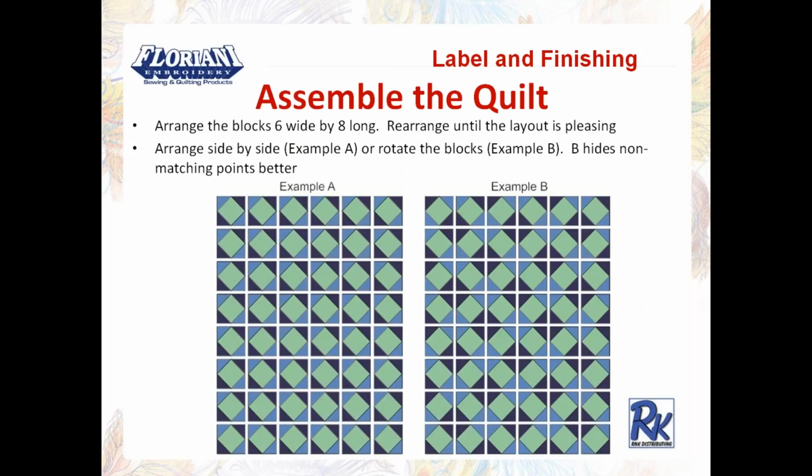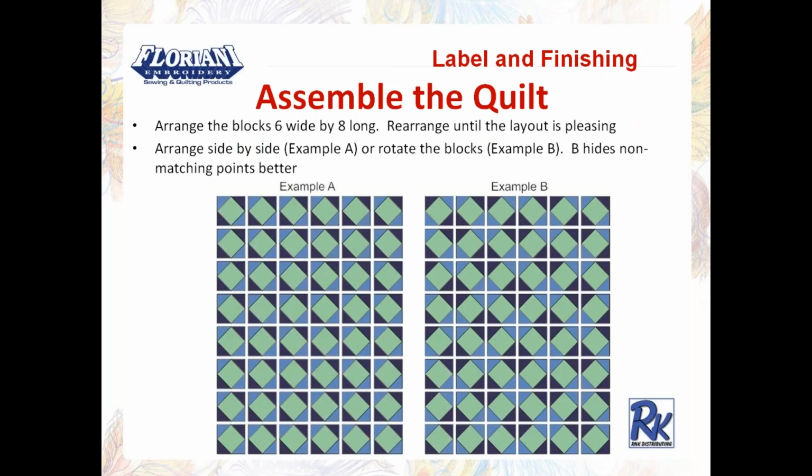So the first thing we want to do is arrange our blocks in a pattern that is 6 blocks wide by 8 blocks long. And obviously you're going to want to rearrange your block layout until you come up with something that you like. And you can use the photograph that we've given you as an example if you want to copy that, but there's absolutely no need to do that. You can do it any way you like.